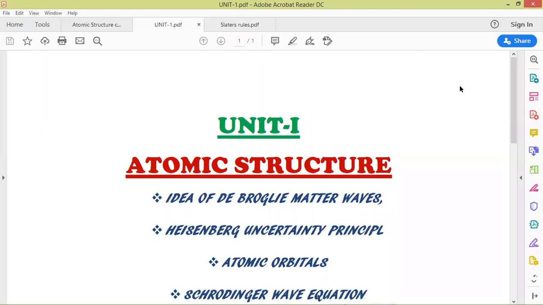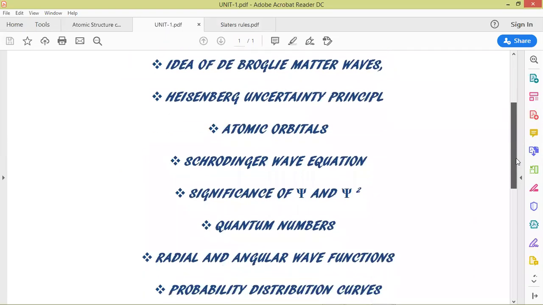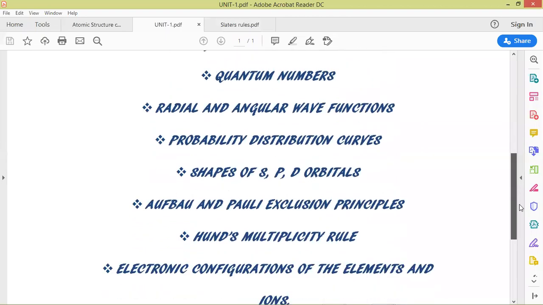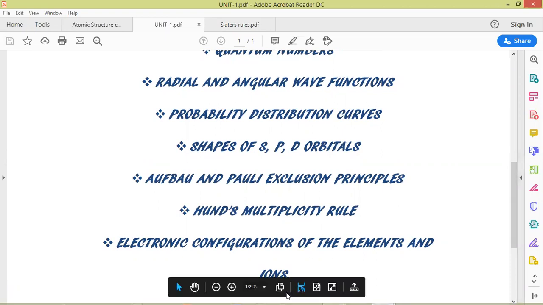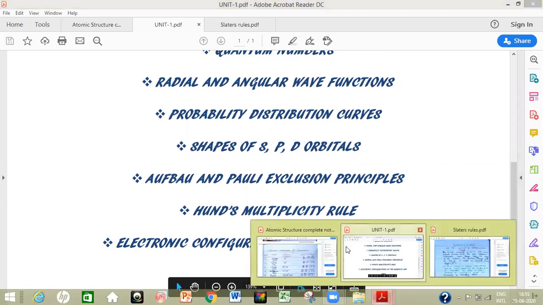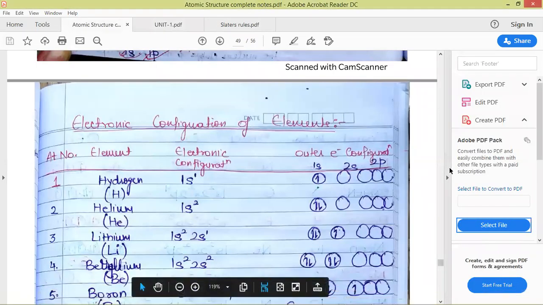So in continuation to our first unit, that is atomic structure, in today's video we'll be discussing Hund's rule of maximum multiplicity, and the electronic configuration of the elements and ions. So let's get started. First we'll take up the topic of electronic configuration of elements.